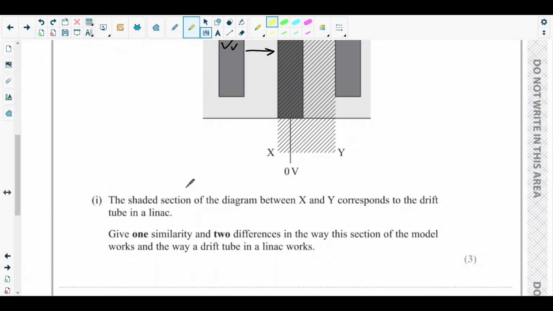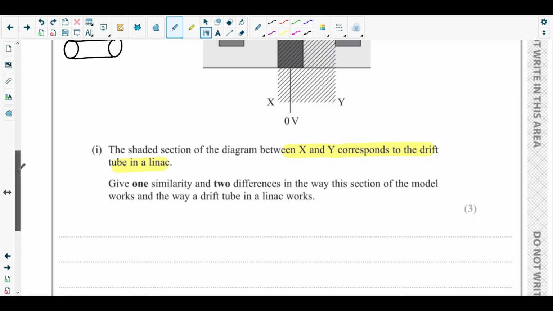Okay, part 1 here says the shaded section of the diagram between X and Y corresponds to the drift tube in a Linac. Okay, a drift tube. So they are comparing this shaded region with a drift tube. Give one similarity and two differences in the way this section of the model works and the way a drift tube in a Linac works. Not the whole model, only this section.